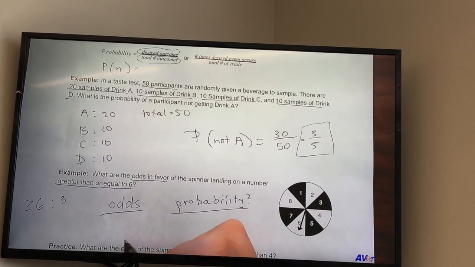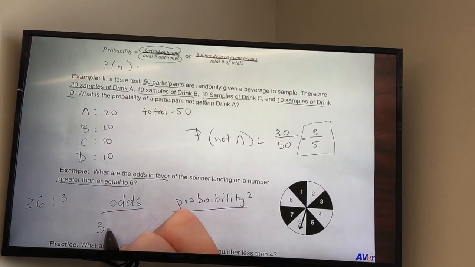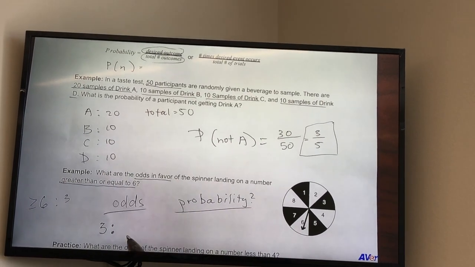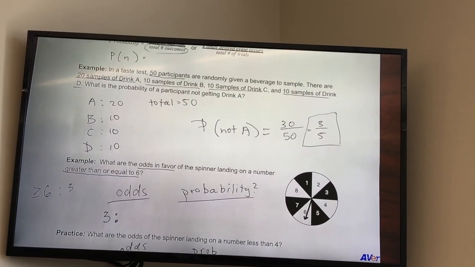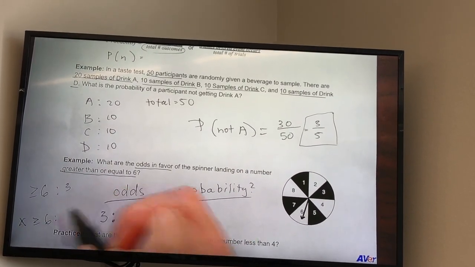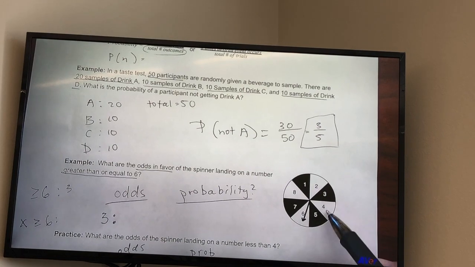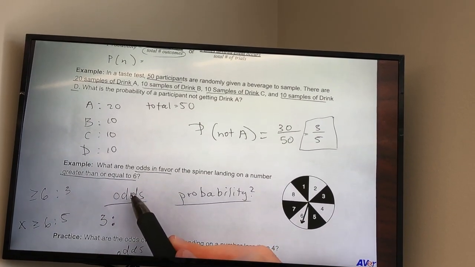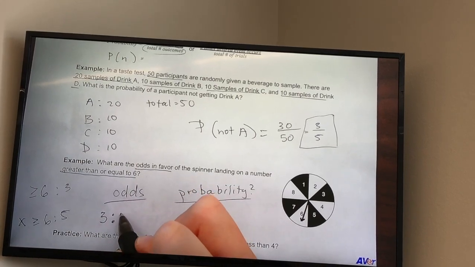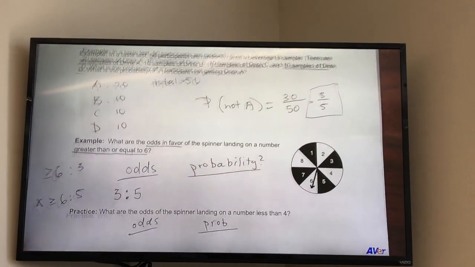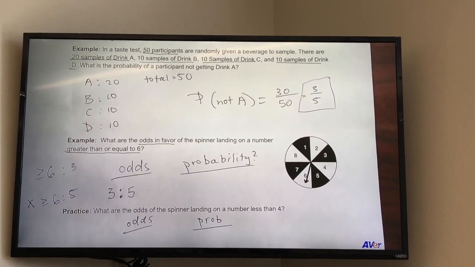So then the odds here would be there's 3 that are in favor, and then for odds, you put on the other side of the colon how many are not in favor. So not greater than or equal to 6 would be the rest. 1, 2, 3, 4, 5. 5 numbers are not. So the odds in favor are 3 to 5. That's how you write it, the odds. You see that often in statistics with sports.